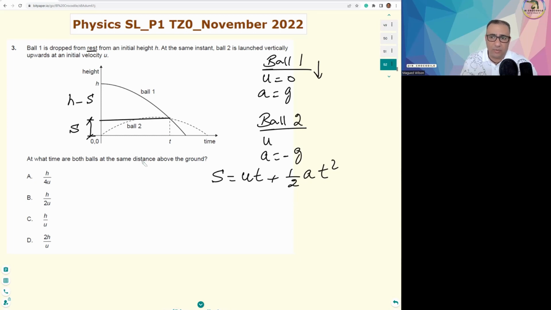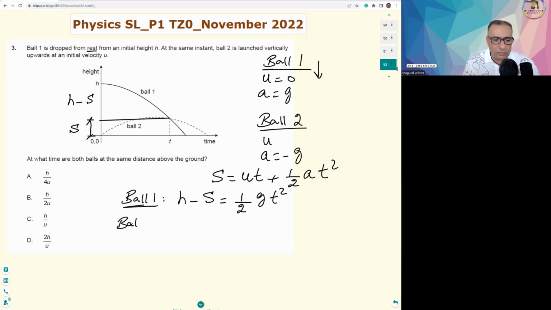Let's apply the kinematic equation. For ball 1, the distance traveled downwards by the ball is h minus s. So h minus s is equal to ut, and u is 0 because it is from rest, so h minus s is equal to 1/2 gt squared. This is the same time when it reached that height.